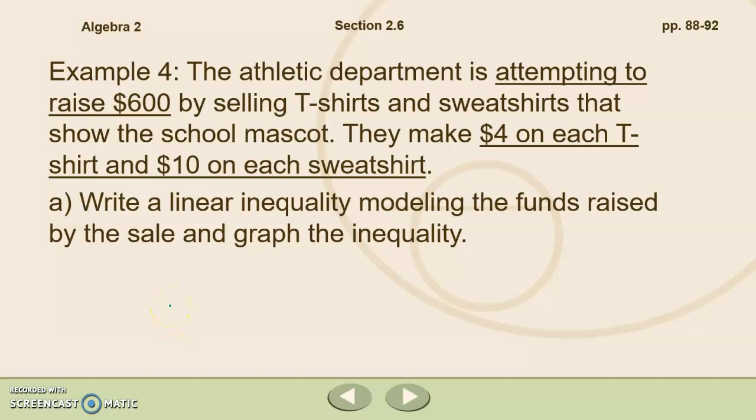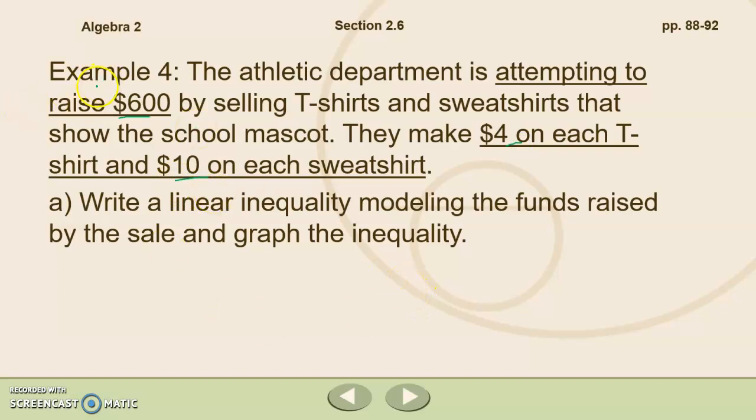The athletic department is attempting to raise $600 by selling t-shirts and sweatshirts that show the school mascot. They make $4 on each t-shirt and $10 on each sweatshirt. Write a linear inequality modeling the funds raised by the sale and graph the inequality.